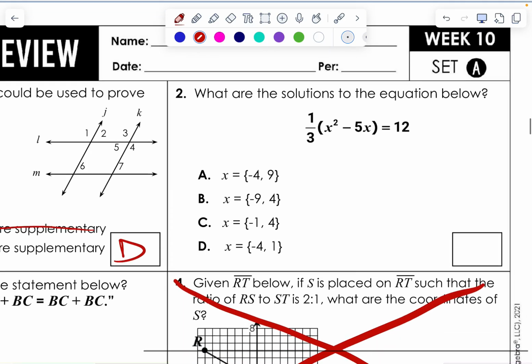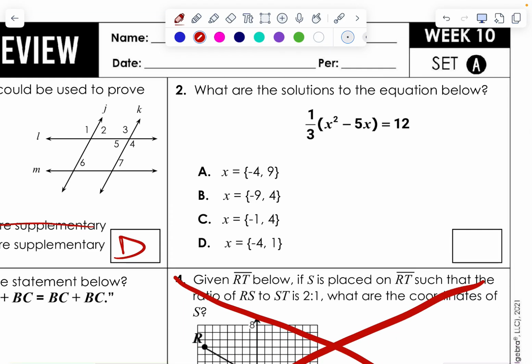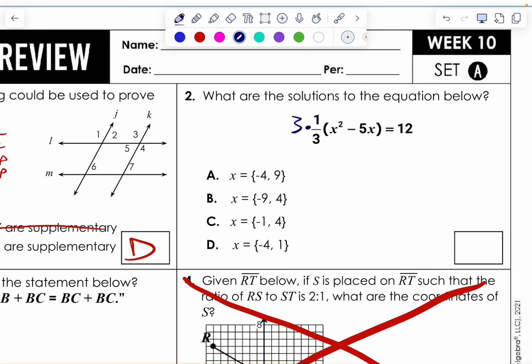All right, number 2. What are the solutions to the equation? So we're just getting x by itself. First thing you want to do is multiply by 3 to get rid of the 1/3. You could also distribute it, but this gets rid of the fraction instead of making it worse. If you distribute 1/3, you'll have 2 fractions instead of just 1. And then this gets rid of it completely. Okay, and then this is quadratic. We see that because it has an x squared, so we want to set it equal to 0.